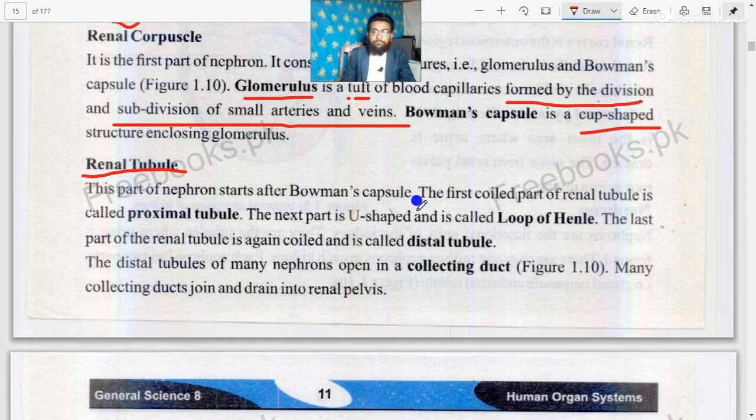Dear cadets, the first coiled part of the renal tubule is called proximal tubule. The next U-shaped structure, the loop, is known as loop of Henle. The last part of the renal tubule is again coiled. The last coiled part of the renal tubule is known as distal tubule.